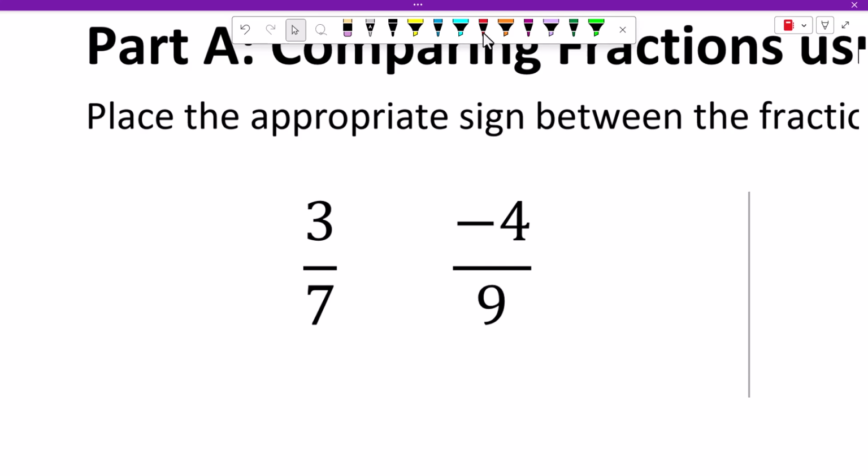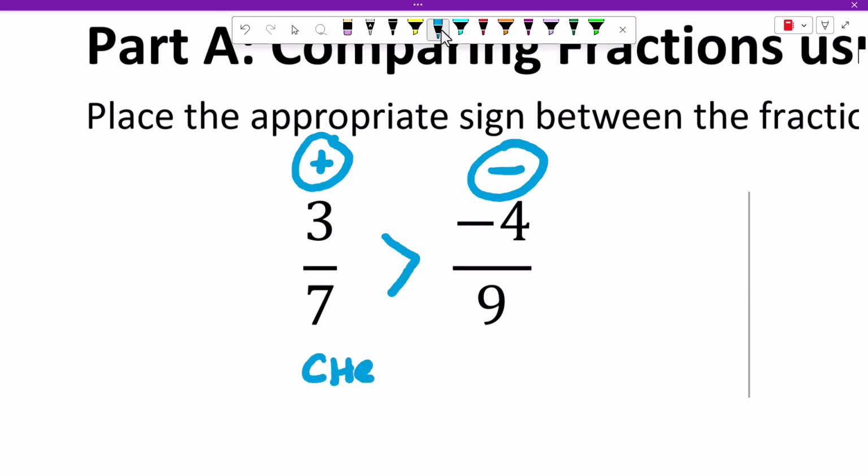Yeah. This one's positive. This one's negative. So that's one easy thing you can check for. Positives are always bigger than negatives. So that's one thing you can check for: positive versus negative.